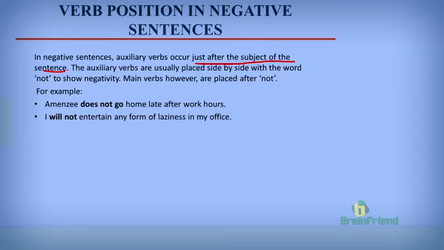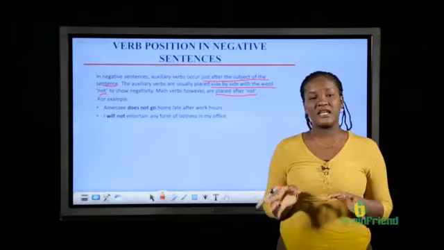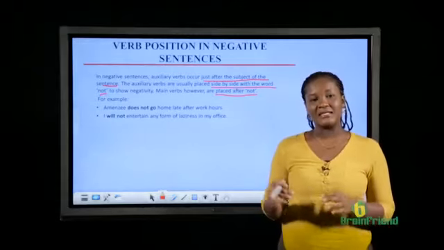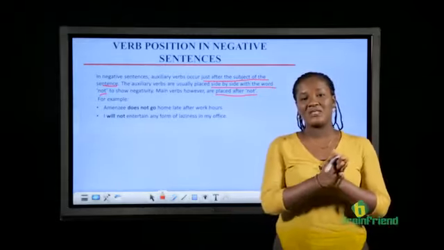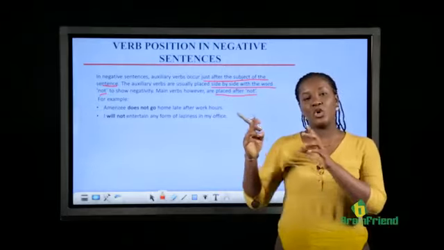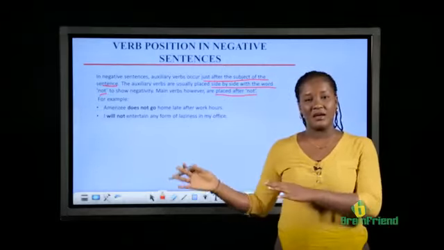The auxiliary verbs are usually placed side by side with the word not to show negativity. So we find that in negative sentences, auxiliary verbs occur just after the subject, and they occur just after the word not to show negativity. Main verbs, however, are placed after not. In a negative sentence where you have a main verb and an auxiliary verb, the auxiliary verb comes after the subject, and then you have the word not, and then you have the main verb.